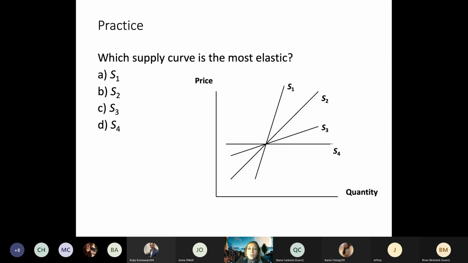So which of these curves is the more elastic? Assuming that S4 is not downward sloping, I think it looks flat. And if it's flat, we know it has infinite elasticity. S3 is pretty elastic too, right? So probably S4, we should say it's infinite, is higher than some kind of large positive number in the case of S3.